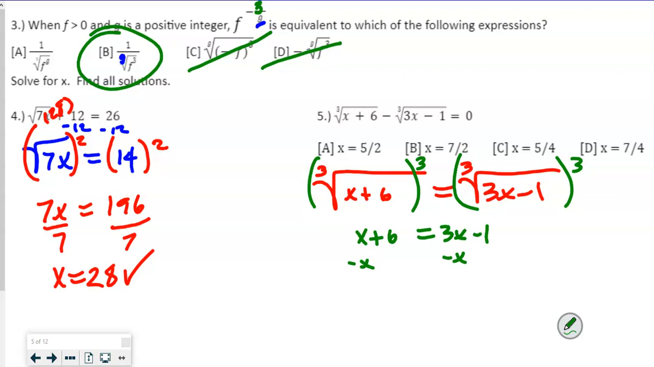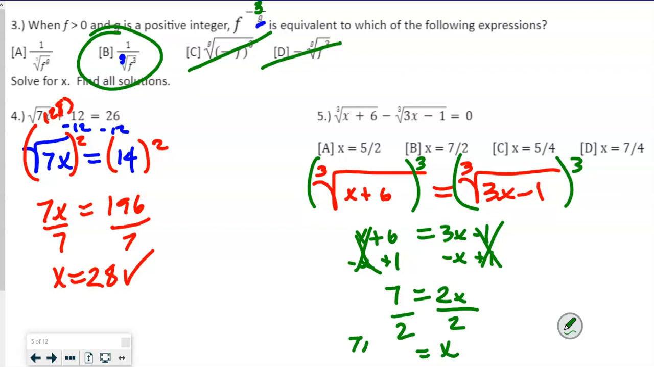Subtract x here. Add 1 to both sides. So that's gone from there. And this is gone from there. So we're left with 7 equals 3x. No, 2x, sorry. So we subtract the x from the 3x. Going to divide by 2. So x equals 7 over 2, or 3 halves, or 3.5, right? These are equivalent answers, right? Okay, so that would be this answer.